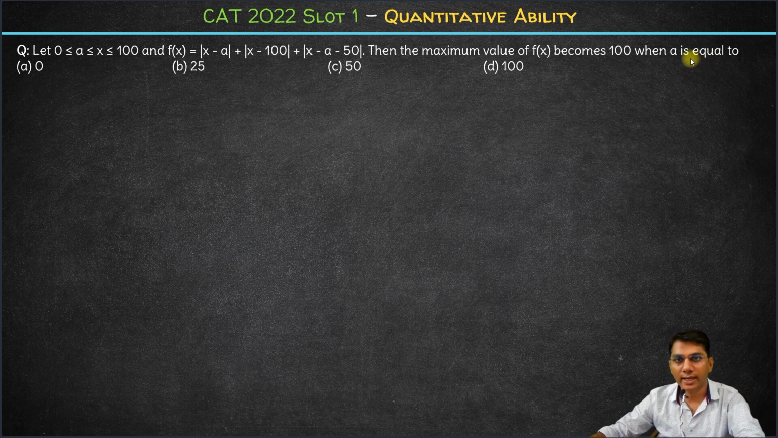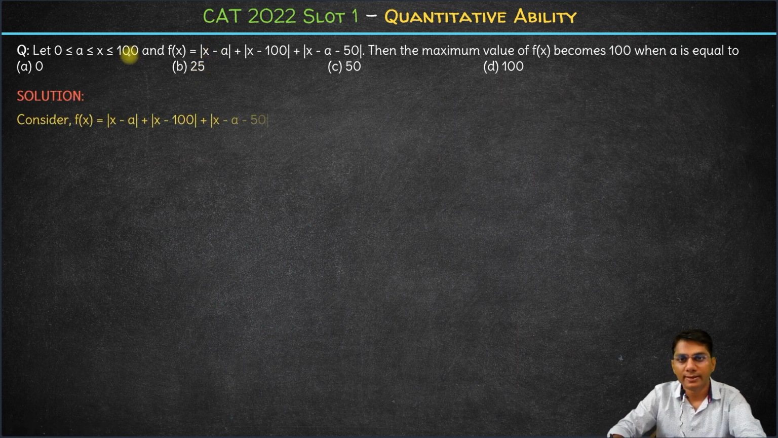So for what value of a is the maximum value of f(x) 100? Okay, so let's first simplify this expression given these conditions. Since x is greater than or equal to a, mod of x minus a can be written simply as x minus a. And since x is less than 100, mod of x minus 100 will be written as minus of x minus 100, which is 100 minus x.